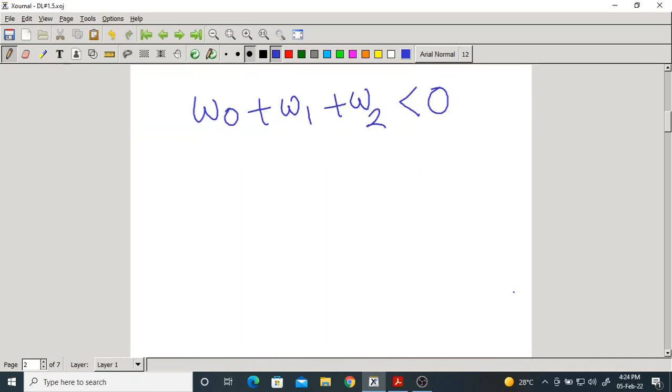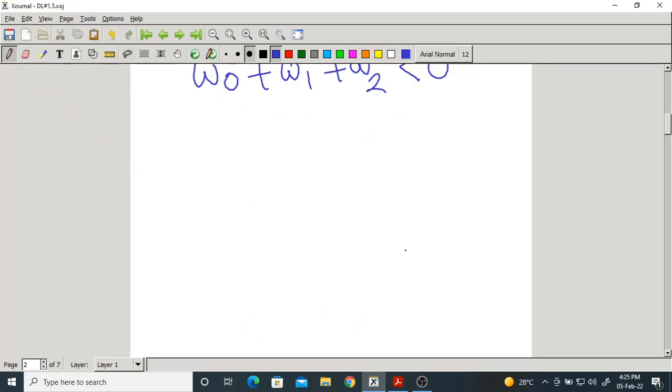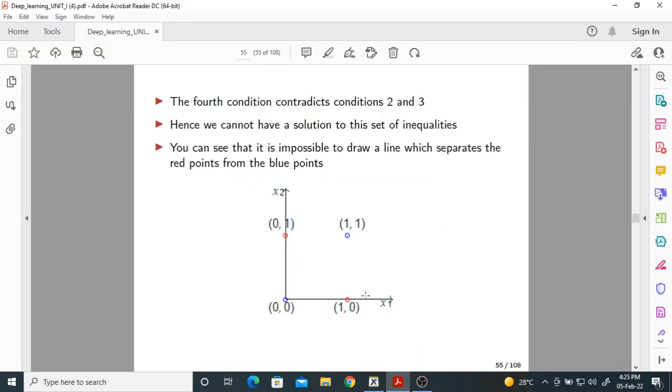When the input is 1 0 or 0 1, the output is 1, which means the weighted sum should be greater than or equal to 0. So when the input is 1 0, we get W0 as it is plus W1 greater than or equal to 0. W2 is missing because x2 is 0. For 0 1, W0 plus W2 is greater than or equal to 0; W1 is missing because x1 is 0. We have 4 inequalities.